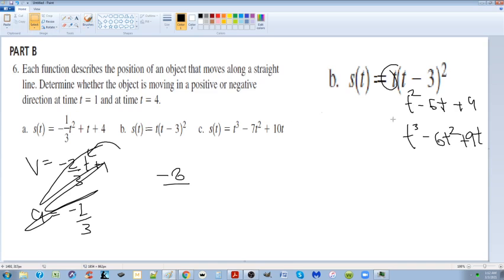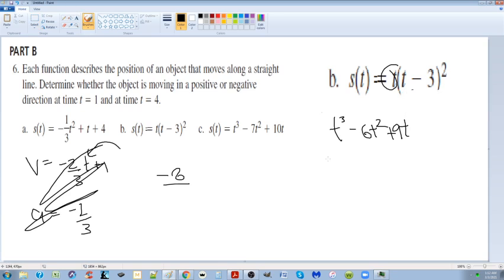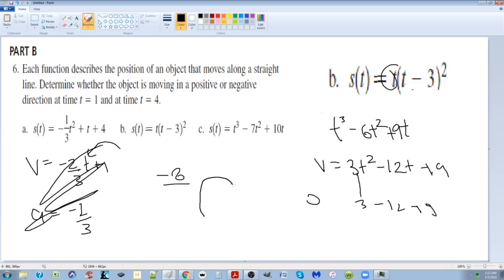Cubic. But using the power rule is a lot easier than using the quotient rule. So now its velocity is this. And at 1 second, this is 3 minus 12 plus 9. It's 0. So it's neither moving away or towards. It's a peak. And if I took the second derivative, I'd actually figure out if it's a valley or a peak, but it's probably a peak.